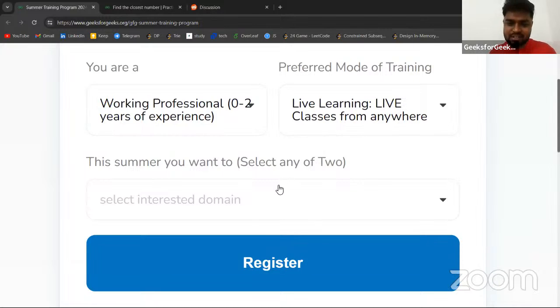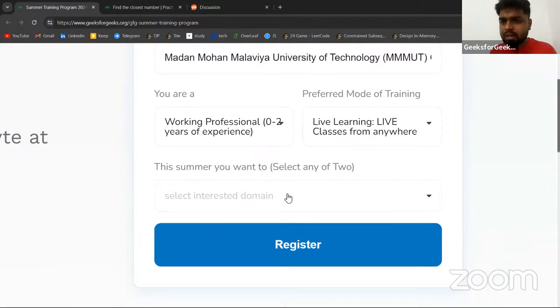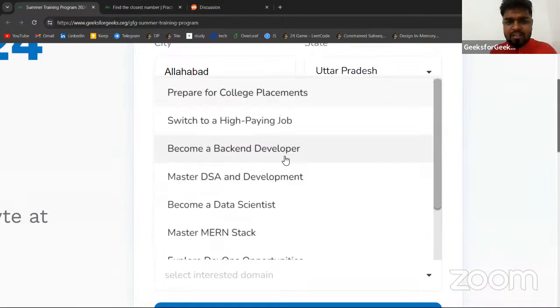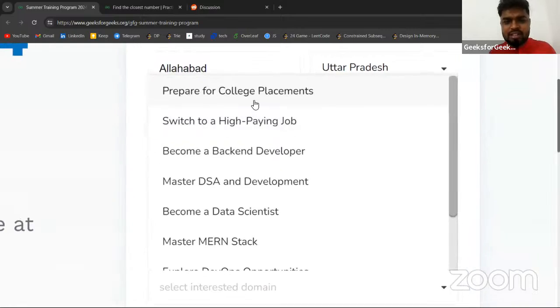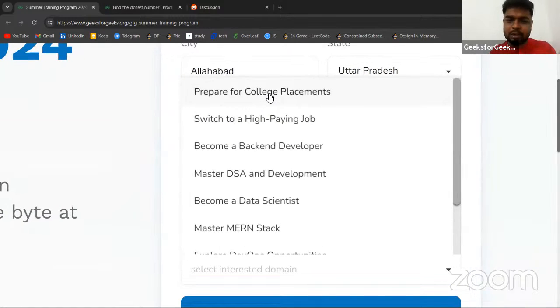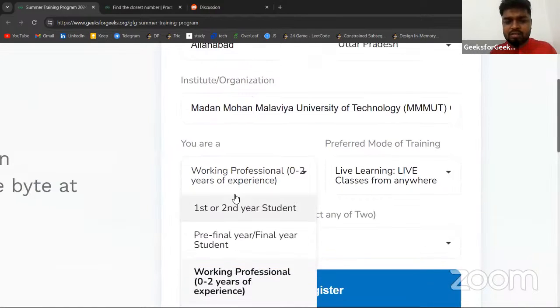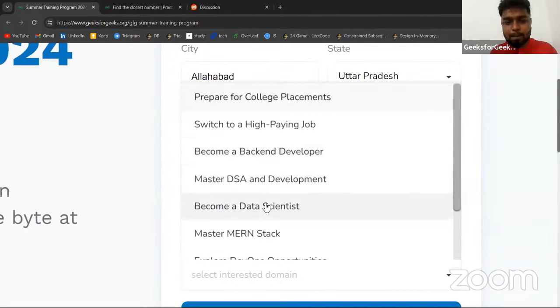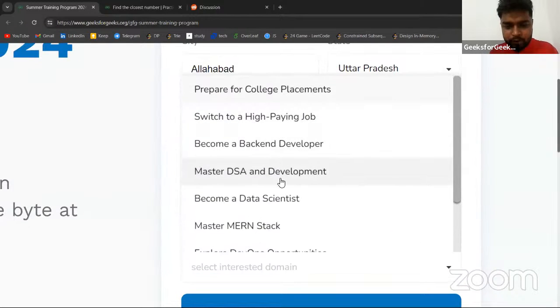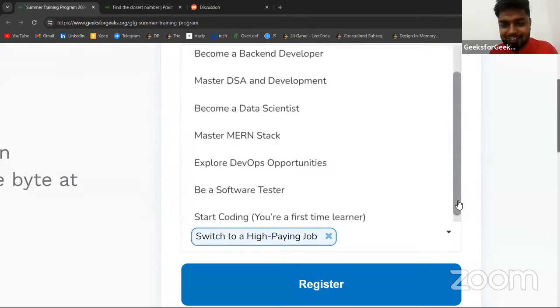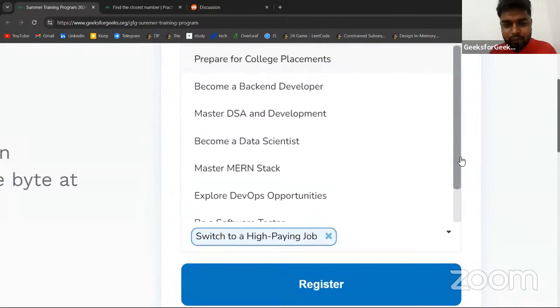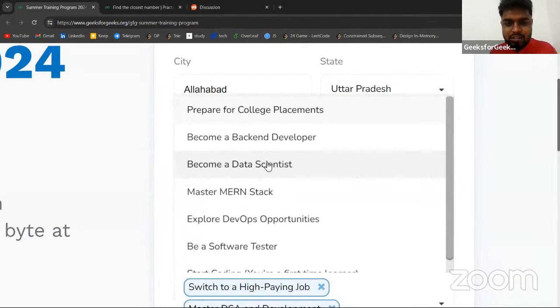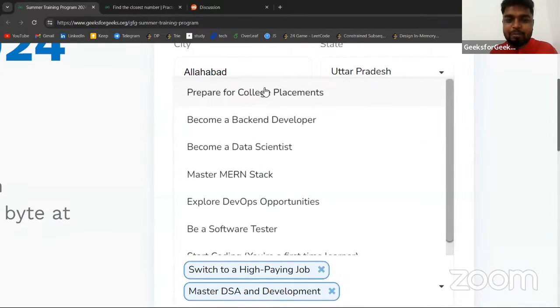Suppose I select live classes here. If I'm someone who wants to attend live classes, then after that I can select which courses I want. You can see here preparing for college placement. Let's say I want to switch to a high paying job, then I'll select star coding, your first time learner. If I want to master DSA and development, then prepare for college placement.